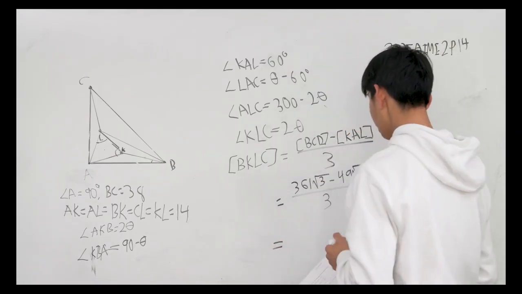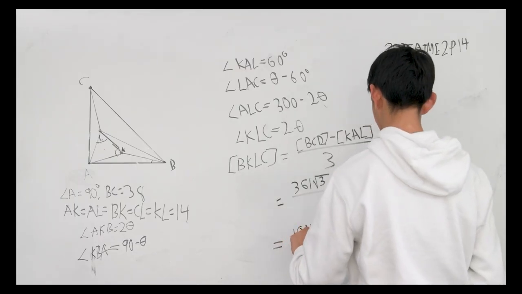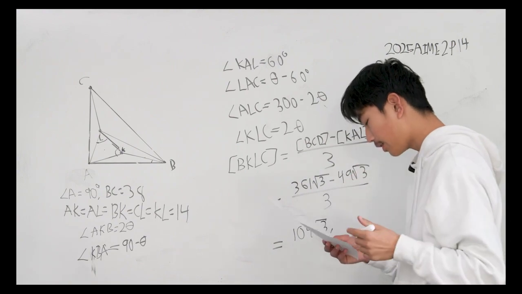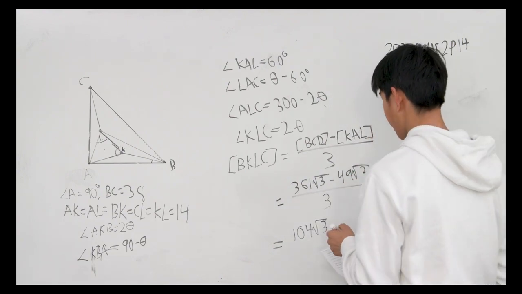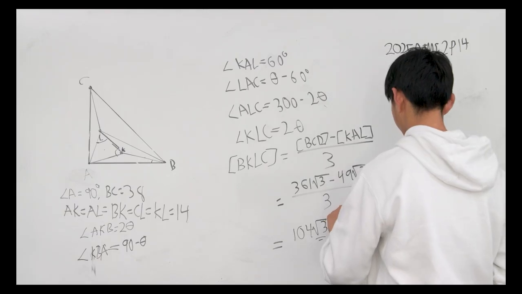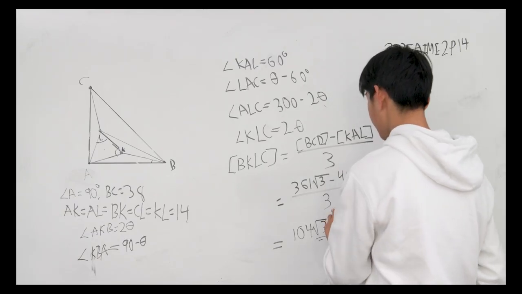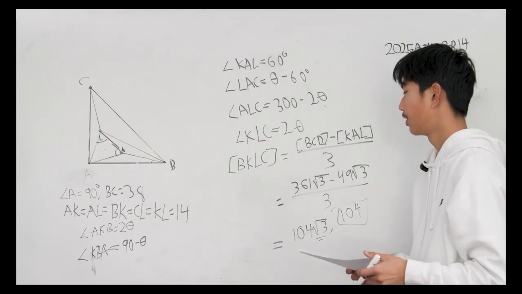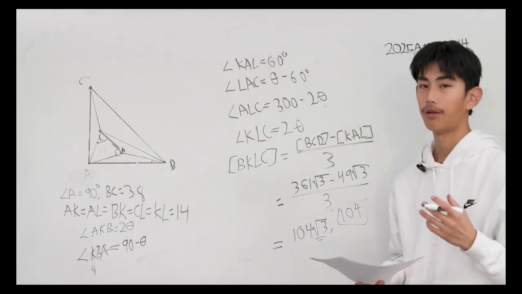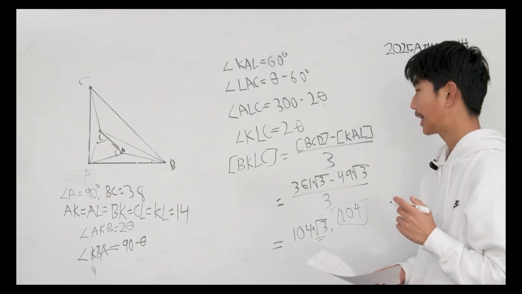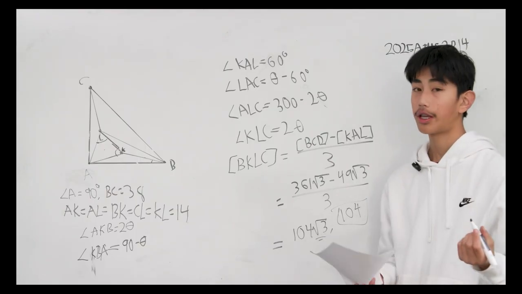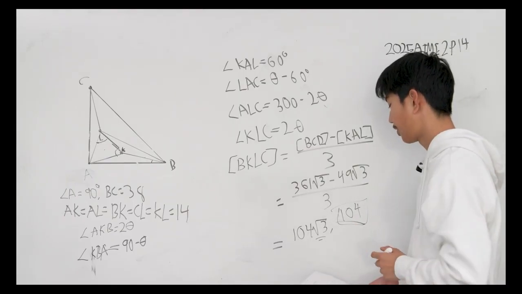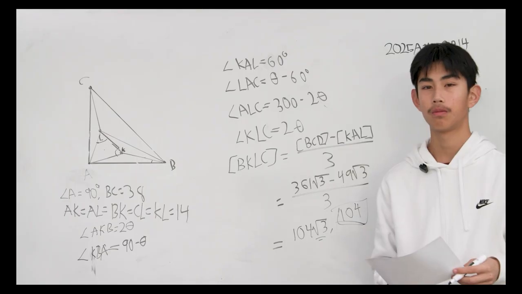Therefore, our answer is going to be 104 root 3. We are asked to find positive integer n. We see there's a root 3 and there's a 104. Now, I didn't say this earlier, but triangle BCD is also equilateral with a side length of 38, meaning that each side is 38 and each angle measure is 60 degrees. So 104 is our answer for this problem.